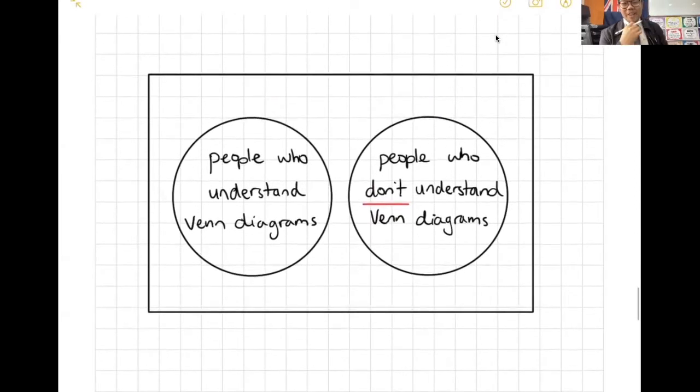And if none of you guys heard, okay, so there's another Venn diagram. In one side, we've got people who understand Venn diagrams, and in the other side, people who don't understand Venn diagrams. Now, if you're watching this and you didn't laugh at all, I've got a feeling that you will probably be on the people who don't understand Venn diagrams. So just be aware of that.